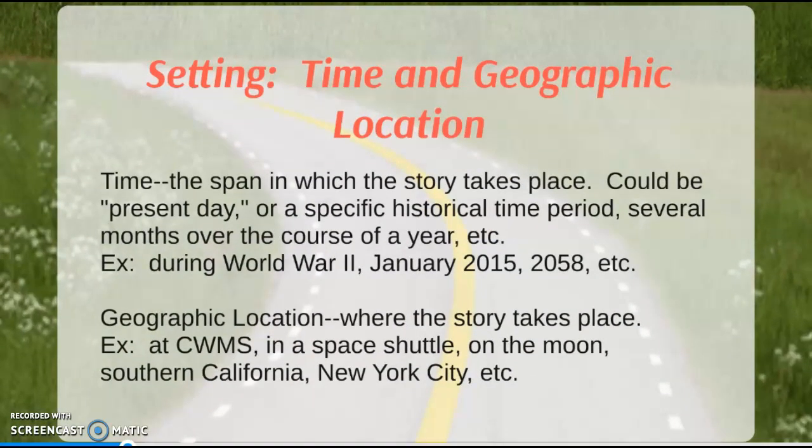Time and geographic location. Time is the span in which the story takes place. It could be present day or a specific historical time period, several months over the course of a year, etc. I listed examples below each definition. Geographic location is where the story takes place.